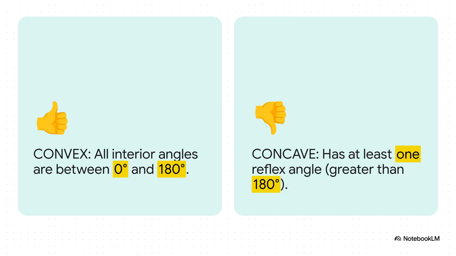Okay, but not all polygons behave the same way. The first big split in the family tree is between convex and concave. A convex polygon is kind of well-behaved. All of its corners point outwards. But a concave polygon is different. Just like the name suggests, it has at least one corner that caves in. It creates what we call a reflex angle, which is just an angle that's wider than a straight line.